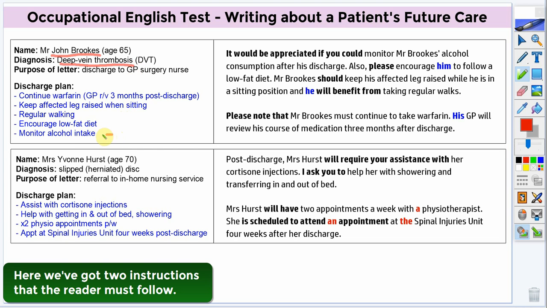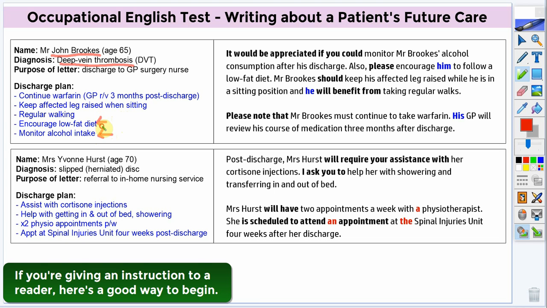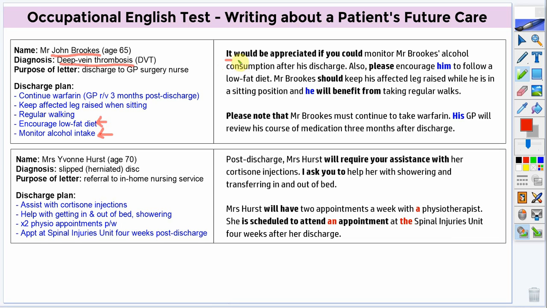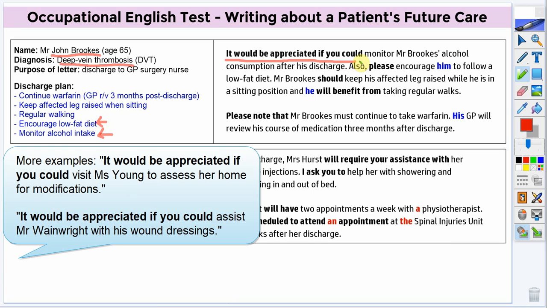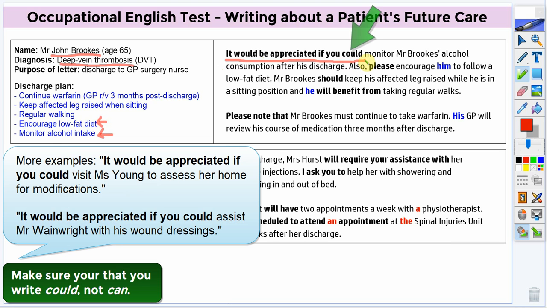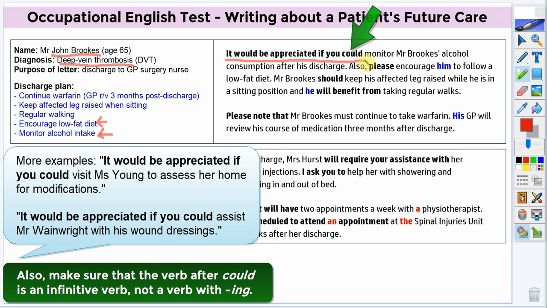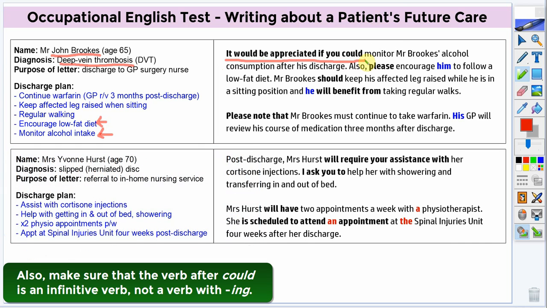Here we've got two instructions that the reader must follow. If you're giving an instruction to a reader, here's a good way to begin. These are polite words and they show a good level of English. Make sure that you write could, not can. Also, make sure that the verb after could is an infinitive verb, not a verb with ing.